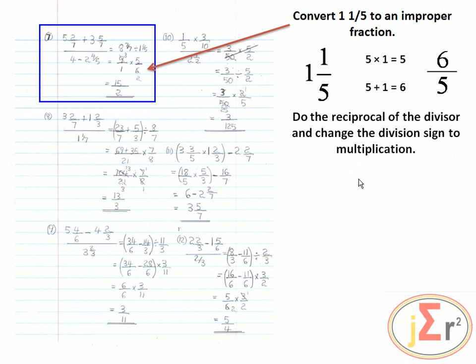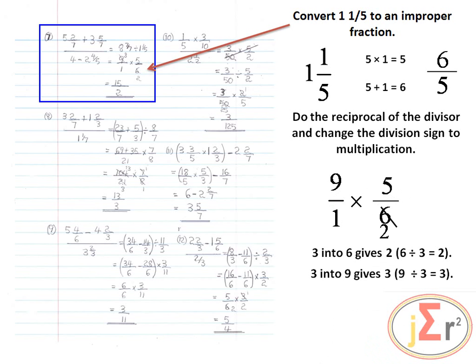After which, what do we do? Do the reciprocal of the divisor and change the division sign to multiplication. We are dividing by 6 over 5, and we change the sign to multiplication. Then we reduce by a common factor of 3. 3 into 6 is 2, and 3 into 9 is 3.